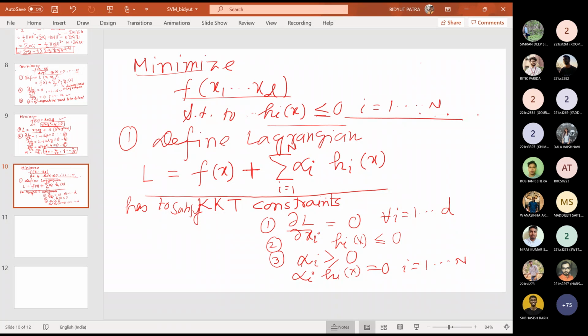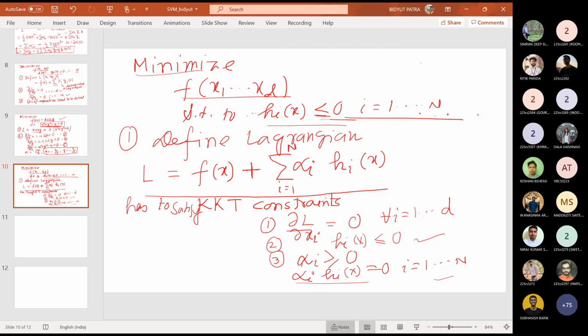So if there is some kind of inequality, what we have to do is first take the derivative with respect to all the variables, and that should be 0, with the primary variables x and d. Then the hi(x) condition will remain the same, and alpha, the Lagrangian multiplier, should be greater than or equal to 0. This condition must be satisfied. If this is the case, then we can proceed to solve the equation.